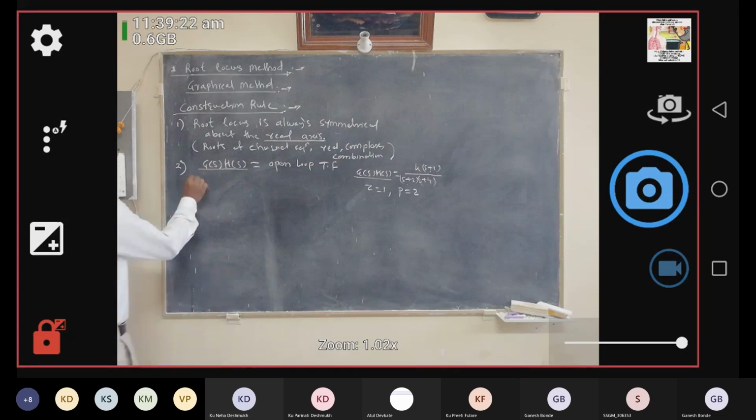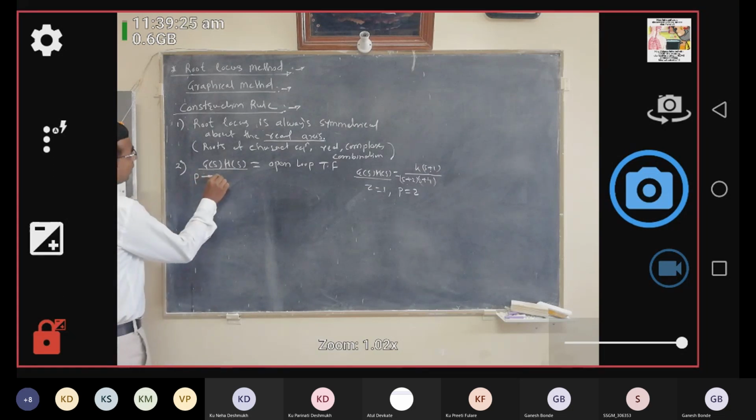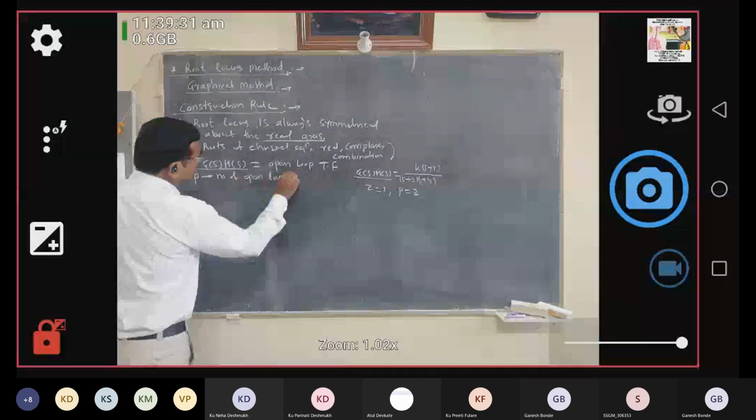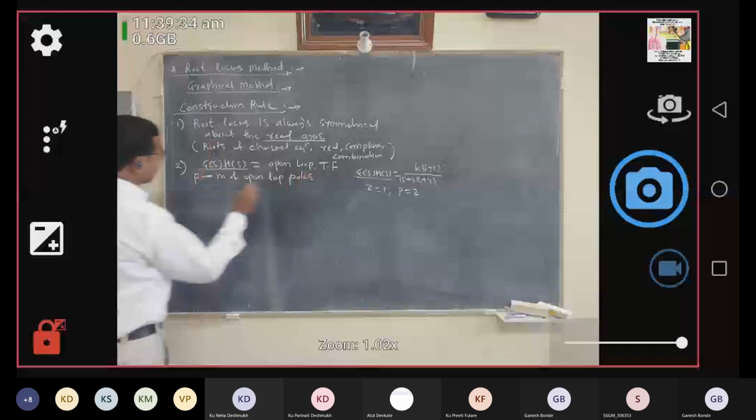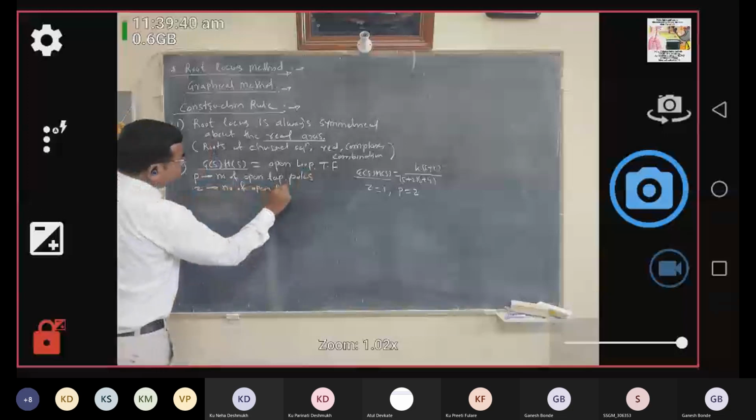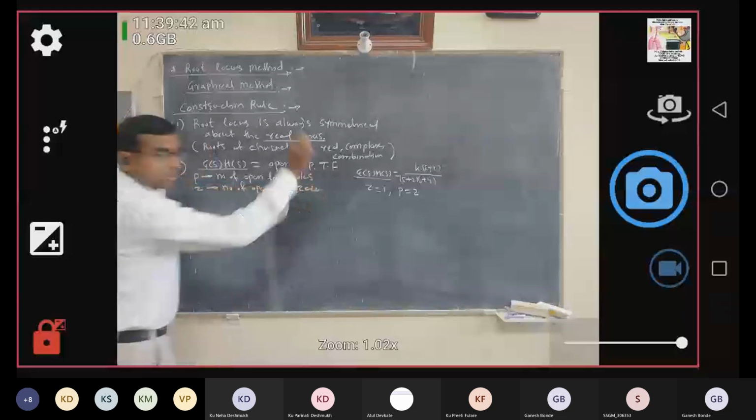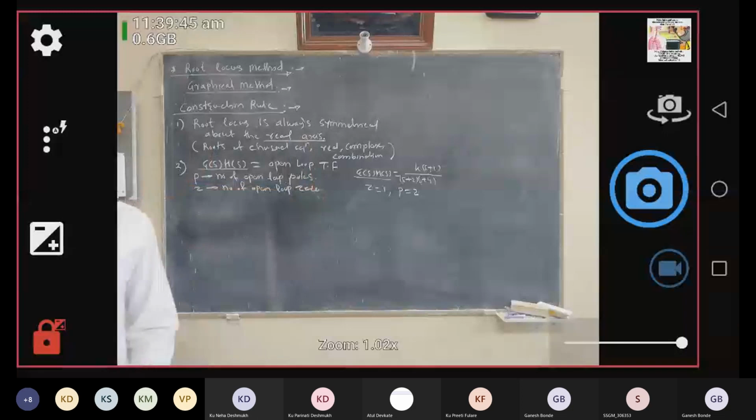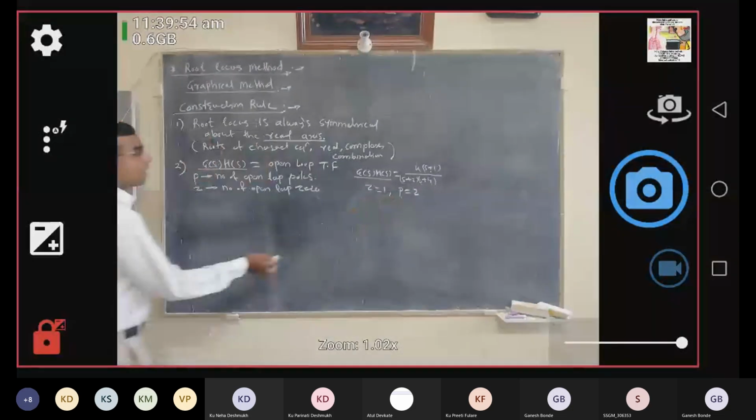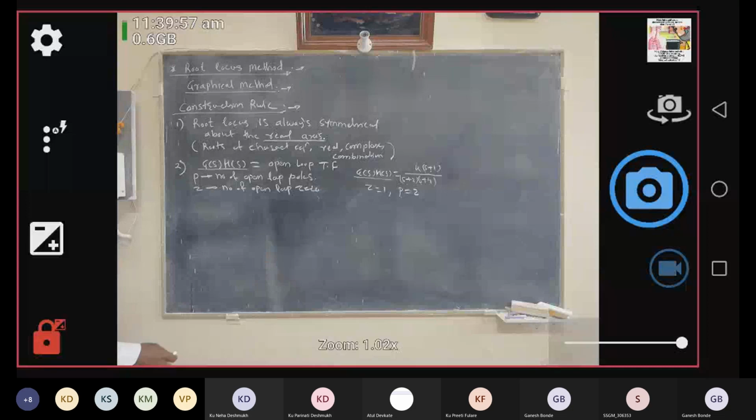Note down what P is: P is the number of open loop poles in the transfer function, and Z is the number of open loop zeros in the transfer function. Now there are three possibilities: sometimes P is greater than Z, sometimes Z is greater than P, or sometimes Z is equal to P. For these three cases we have to analyze our system.